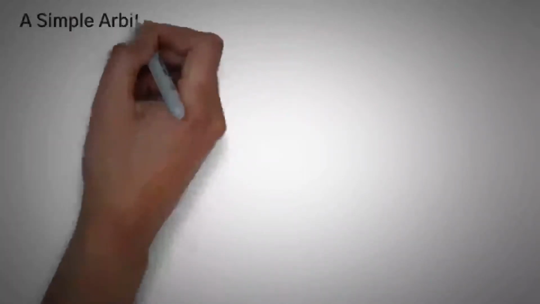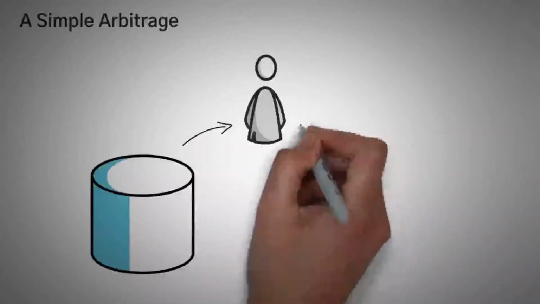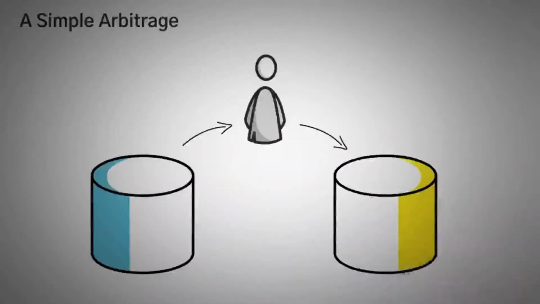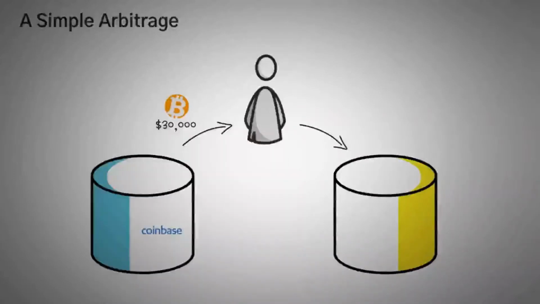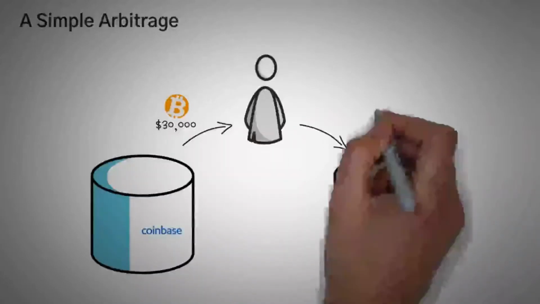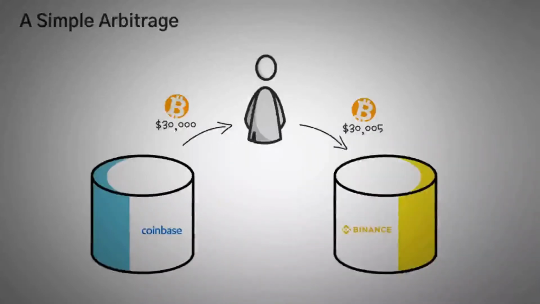Let's get into some examples. First off, a simple or direct arbitrage is the easiest to understand. This is when you buy crypto on one exchange and then sell it on another. For example, I might buy Bitcoin for $30,000 on Coinbase, transfer that Bitcoin to Binance, where I can then sell it for $30,005. That would mean $5 profit for just a few minutes of work, unless I can buy a bunch of Bitcoins and then make a little bit more than $5.